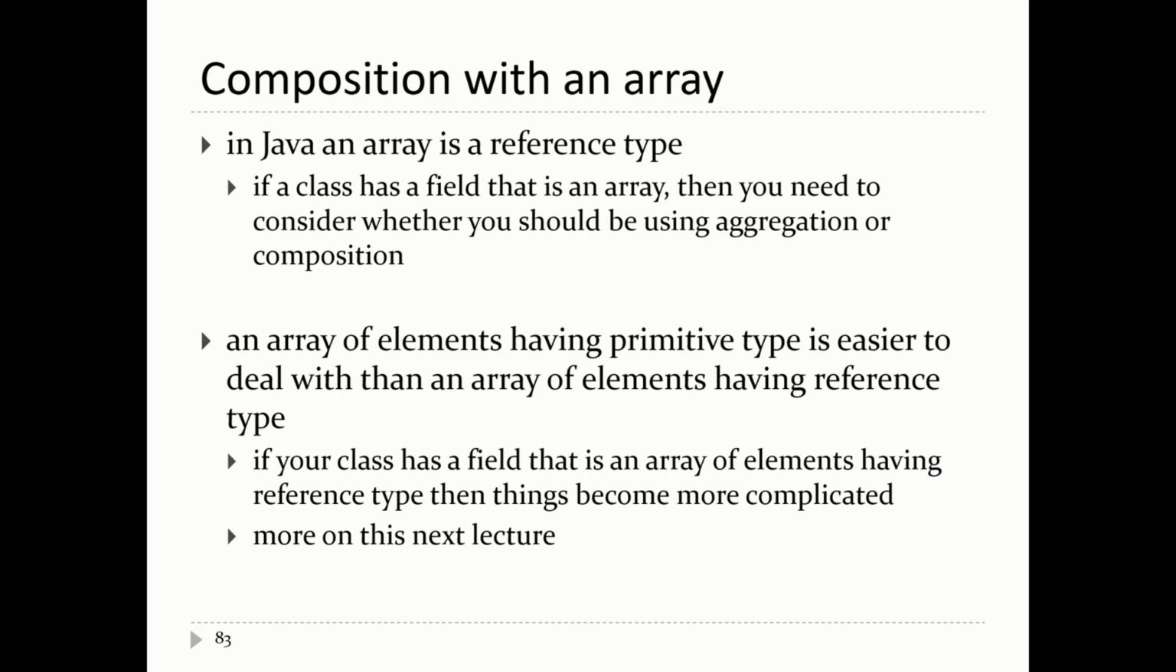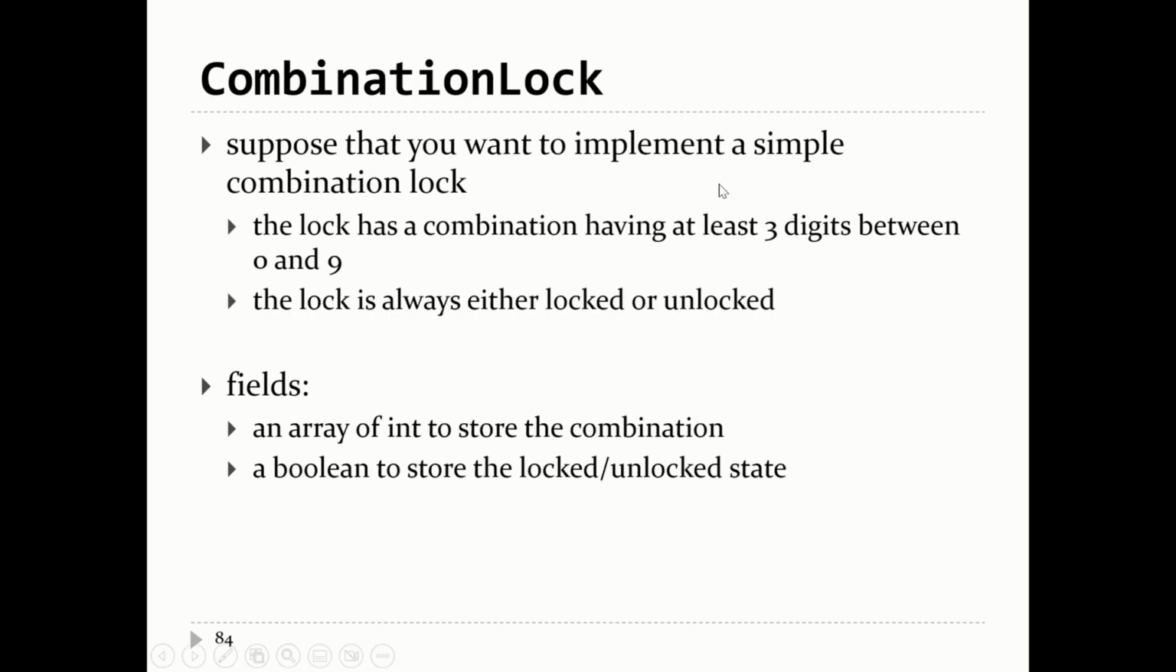So with an array of primitive type, you're only concerned with does the object own its array. You don't care about the elements in this case because the elements are primitive and there are no ownership issues with primitive values in Java. So probably later in this lecture, I'll show you what happens when you have a collection and its elements are also reference types.